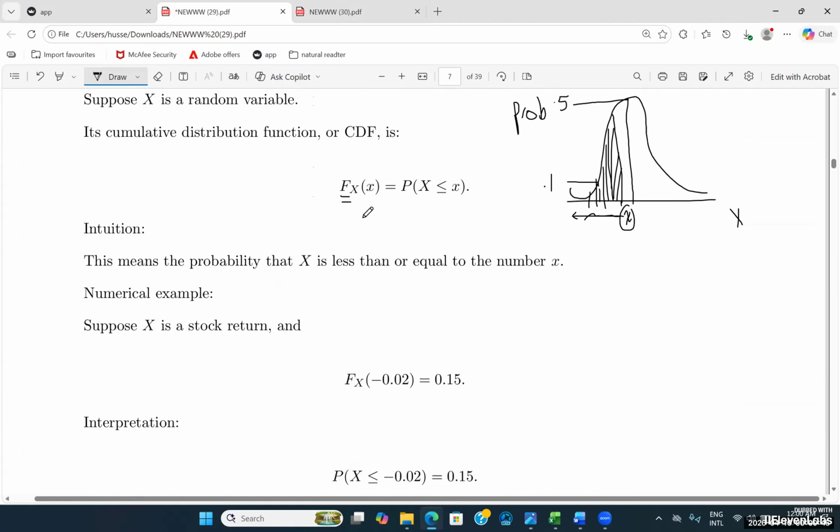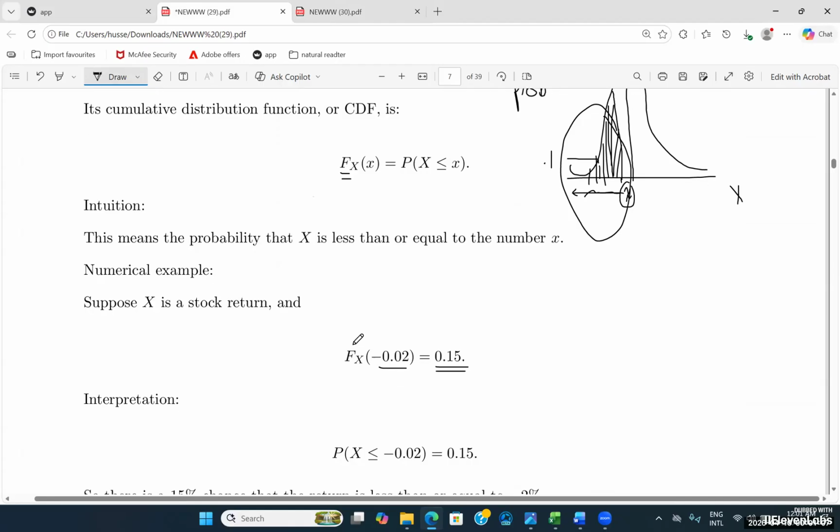For example, if we consider the cumulative probability of an x value being less than or equal to minus 2%, this concept essentially represents the total likelihood of observing any outcome within the far left portion of the distribution, specifically the probability of having this specific value, or any amount that is less than it, corresponds to 15%.